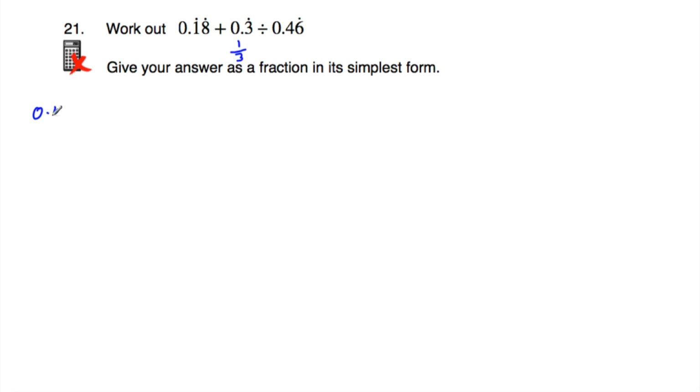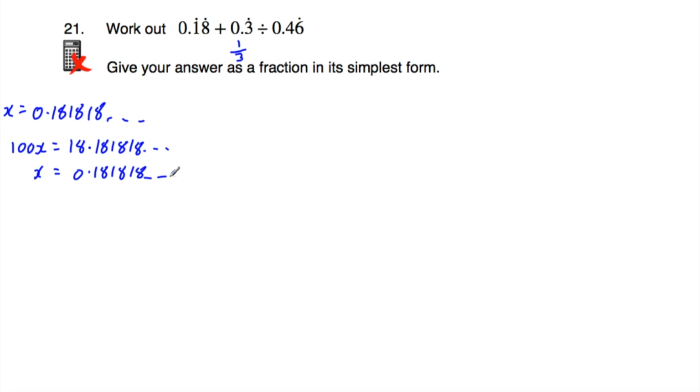0.181818 and so on. Let's call that x, so x equals. Multiplying this by 100, so we have another number with that 181818. So it's going to be 100x is equal to 18.181818 and so on. Now if we take them away from each other, we've got our x equal to 0.181818 and so on. And if we take them away, 100x take away x would be 99x, and on the right hand side we had 18.181818. We take away the 0.1818, we're left with 18.